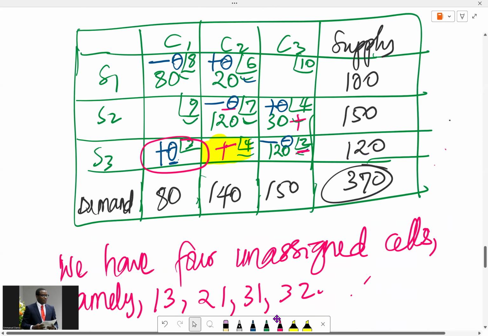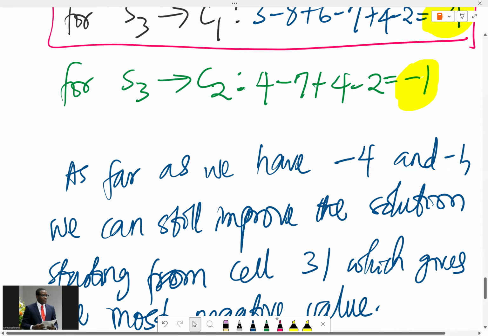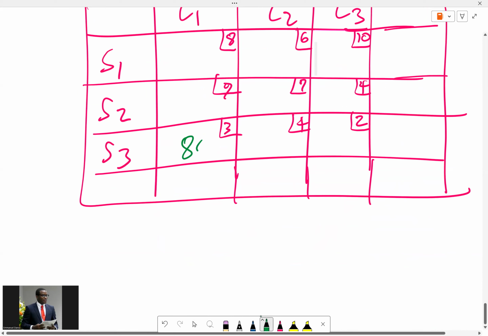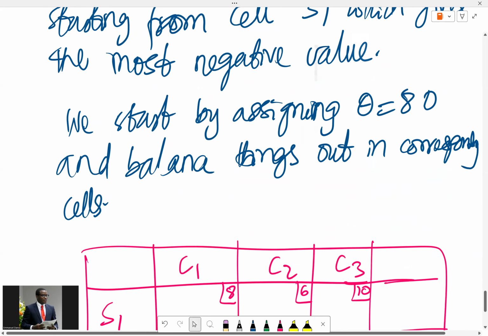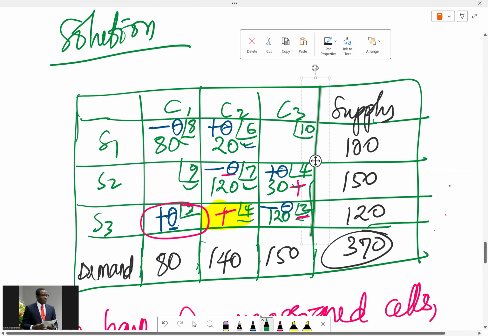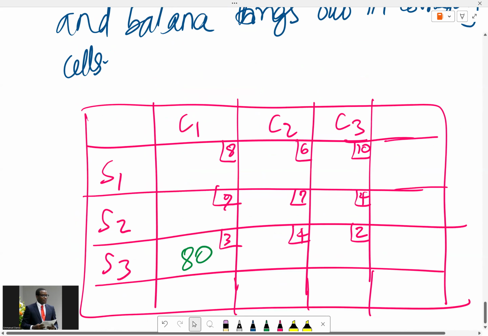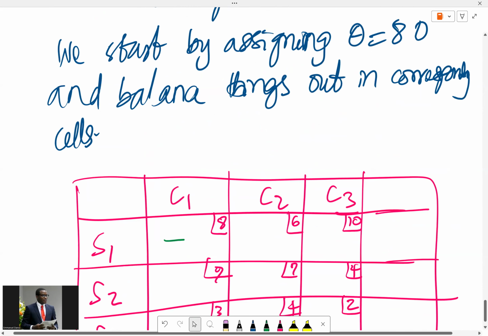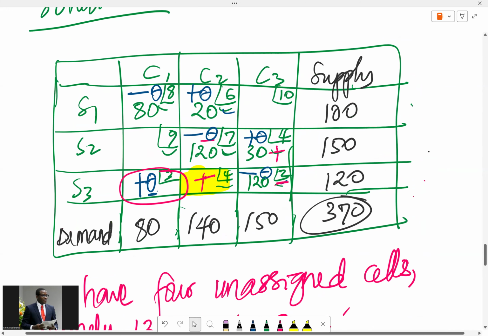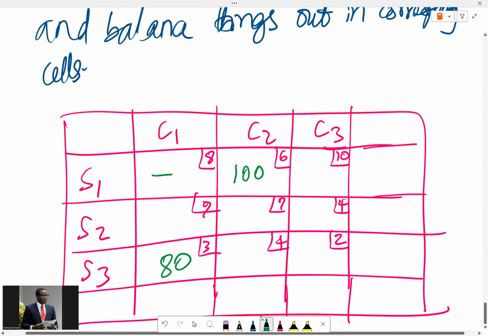Now, from cell C13, we are going to have theta. Theta is 80. So in cell 3,1 rather, we have 80. Since we are subtracting theta, which is 80, from there, 80 minus 80 leaves this cell with no allocation again. And then we have 20 plus 80 in cell 1,2, so that means we have 100 moving there. All of that is to balance out whatever we need to have there.